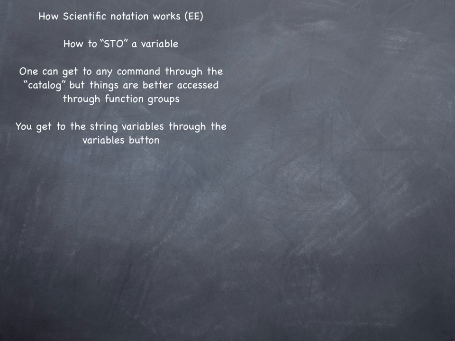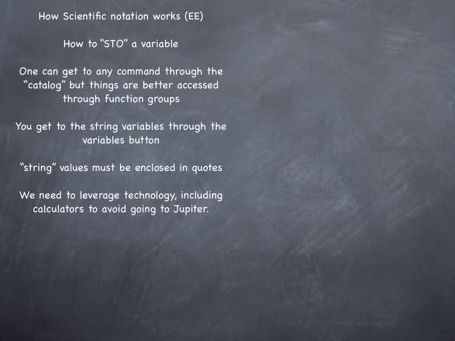We've mentioned that before, that you get to the string variables through the variables button on the calculator, and that string values must be enclosed in quotes so that the program knows it is a value that goes into a variable and not the variable itself. We need to leverage technology, including calculators. You've heard that sometimes people go to Jupiter to get more stupider. We're trying to go to Mars and get more candy bars, I guess.